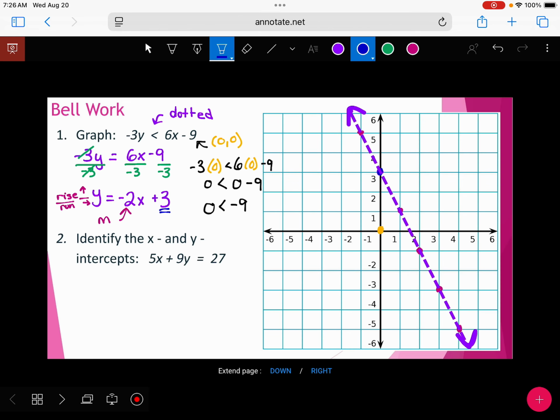So our shaded region on this one is above the line. It's up here. And you do not have to make it perfect. It's okay if it's a little scribbly. It's okay if it's a lot scribbly. If you do this, I understand what you mean.